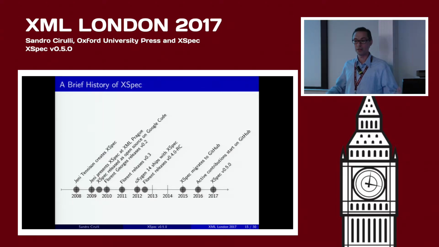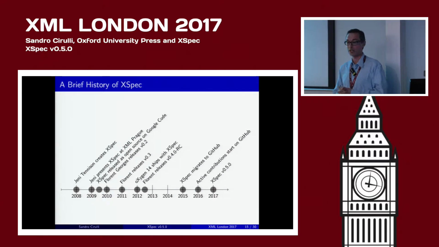And then other people started contributing pull requests, issues, asking for advice, contributing new features, which was really, really good. This culminated in a flowering of lots of new contribution. And then in January 2017, we released XSpec version 0.5.